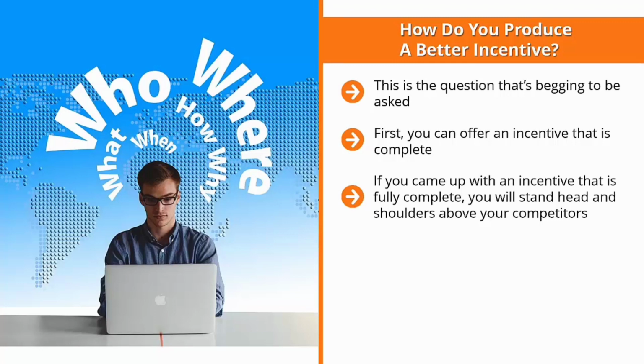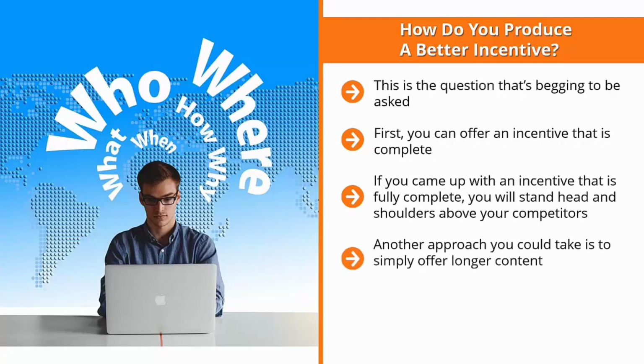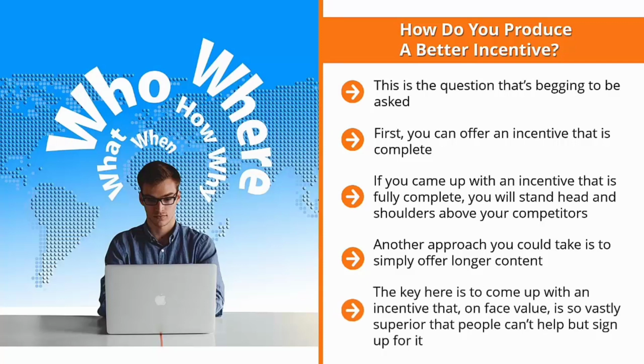Word might even get around that the incentive that you deliver truly solves the problem that your target customers have in a very thorough way. Another approach you could take is to simply offer longer content. For example, if your biggest competitor is offering a free booklet that lists out 10 solutions to potential list members' problems, offer a booklet that offers 20, 30, or even 50 solutions. The key here is to come up with an incentive that, on face value, is so vastly superior that people can't help but sign up for it.